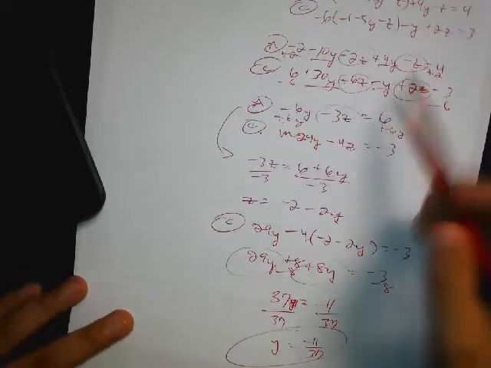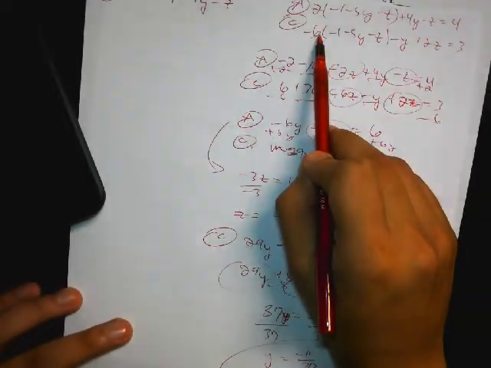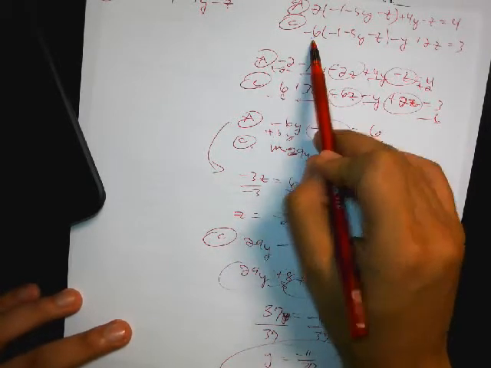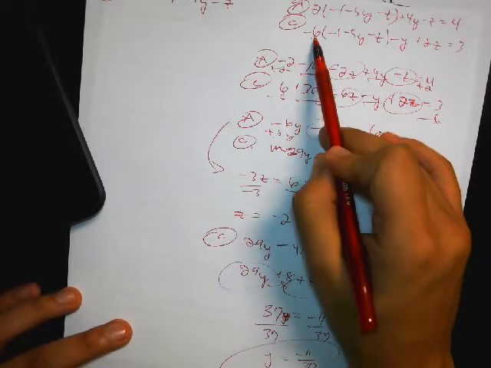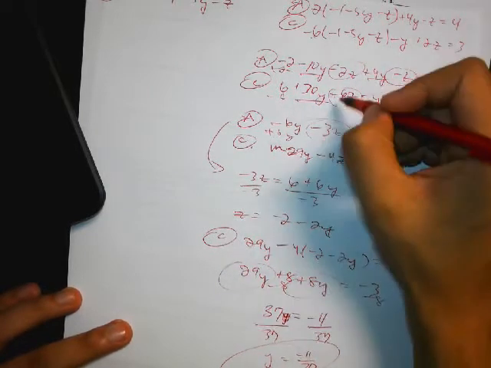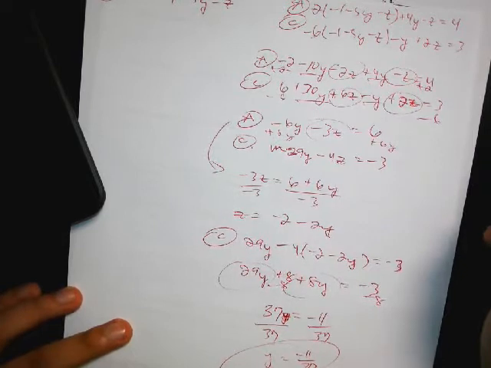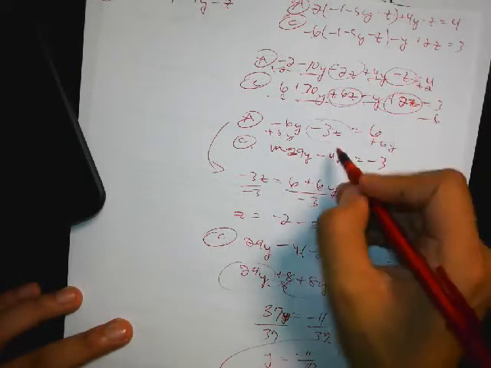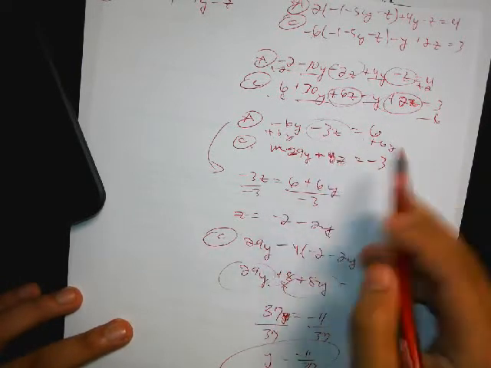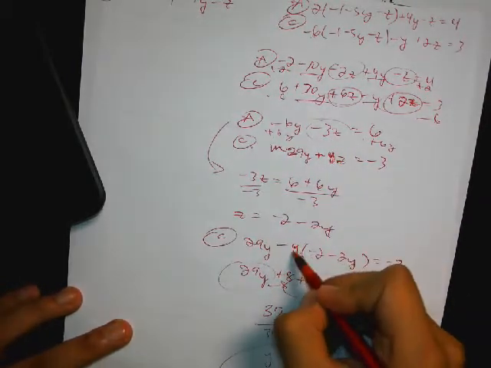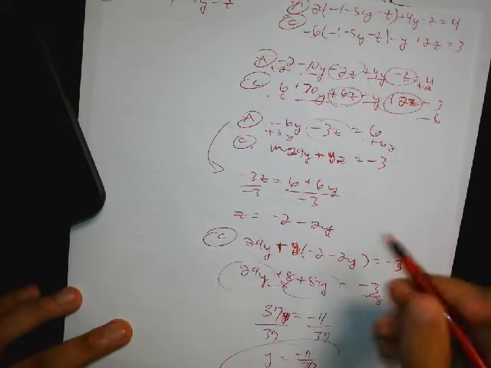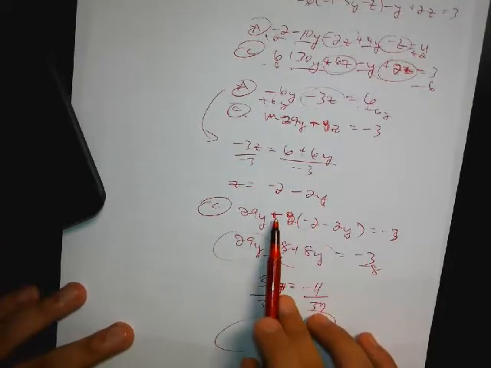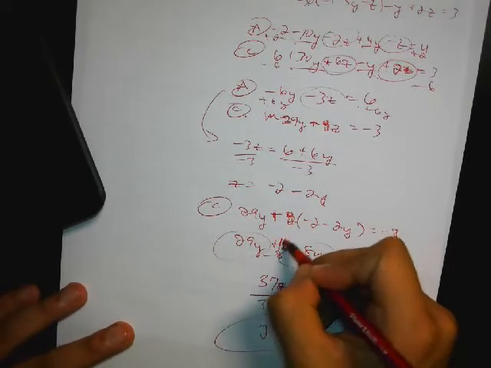Right. There was a mistake up here, guys. So when I distributed this, I got negative 6 times negative 1 is positive 6. Negative 6 times negative 5y is positive 31. Negative 6 times negative z should be positive 6. So when I end up combining these two, I should get positive 8z. And this should be a positive 8. So when I distribute this, I should get negative 15.